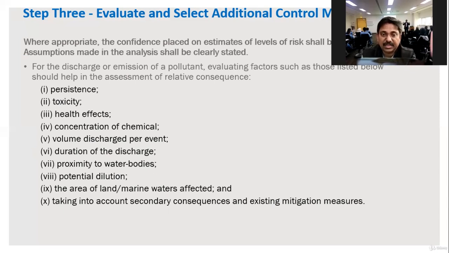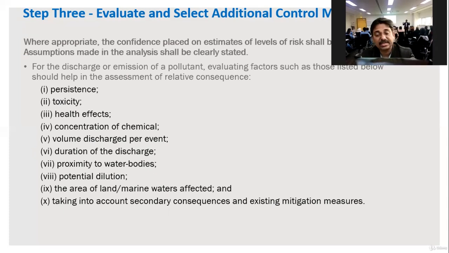For discharge or emission of a pollutant, evaluating factors such as those listed below should help in assessment of relative consequence: persistence, toxicity, health effect, concentration of chemical. Suppose it is liquefied or more water is put in it, it is getting diluted, right? So the risk consequence will reduce.